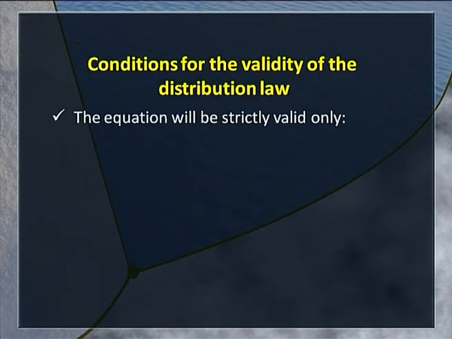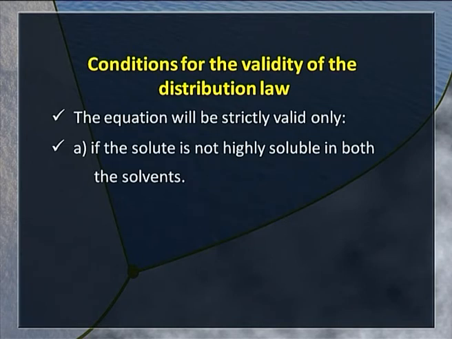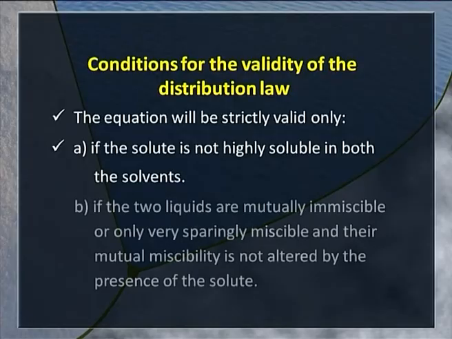The equation will be strictly valid only, one, when the solute is not highly soluble in both the solvents. That means it should have limited solubility in the two solvents. And two, if the two liquids are mutually immiscible or only very sparingly miscible, and their mutual miscibility is not altered by the presence of the solute. Which means if there is some liking for each other, in such a case, the law may fail. We should insist that when the solute is added, the nature of each of these liquids will change to some extent, which may increase the miscibility. That should not happen.